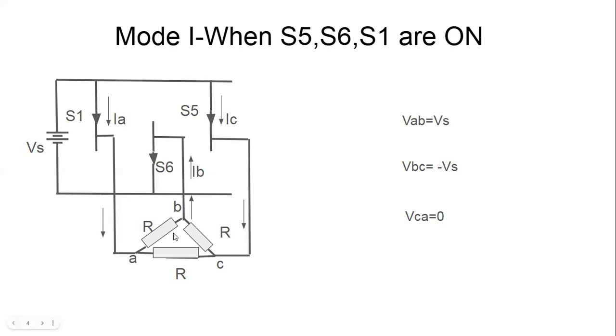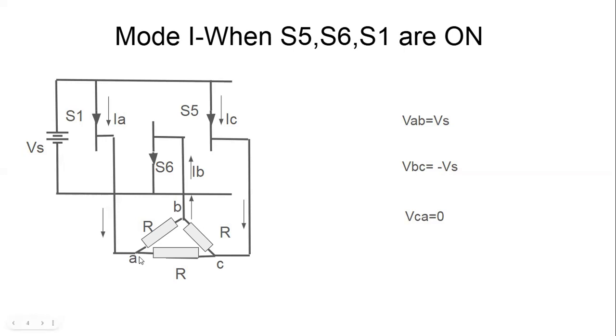The voltage VAB is equal to Vs because A terminal is connected to plus of Vs and B terminal is connected to minus of Vs. So the voltage that appears across A and B terminals is plus Vs. And VBC, the voltage across B and C terminals, is equal to minus Vs because B terminal is connected to the minus Vs terminal and C is connected to the plus terminal of Vs. So VBC is equal to minus Vs and VCA is equal to 0.